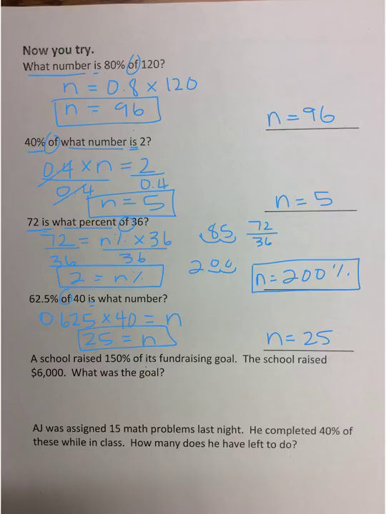That's okay. All right. A school raised 150% of its fundraising goal. Well, that's 1.5, because 150% would be 1.5 of its fundraising goal times something, that's an N, we don't know that, that's our N, is $6,000, because that's what they raised. Divide both sides by 1.5. N equals $4,000.